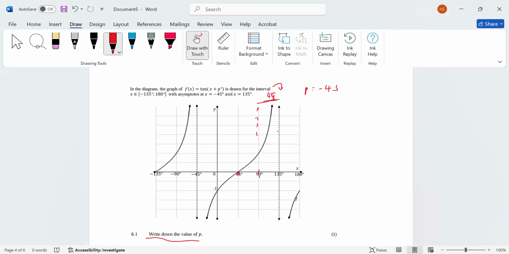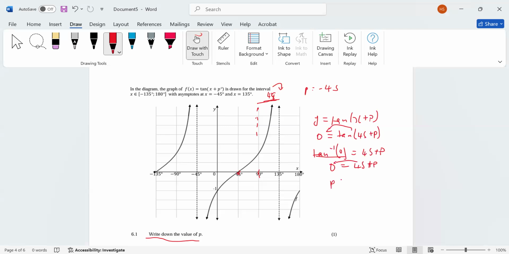But let's try it the way you are saying. Substitute y, which is equal to 0, into tan(x + p), and then you use the point here. So we have 0 equals tan of (45 plus p). Then tan inverse of 0 is equal to 45 plus p. This gives us 0 equals 45 plus p.